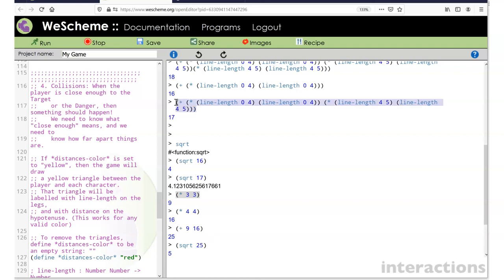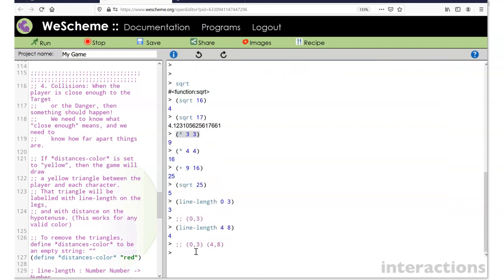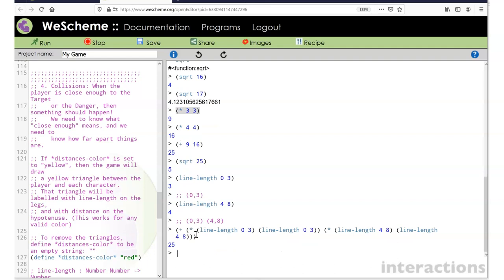So we're still doing this part of the circle of evaluation. I'm going to paste that in, but I'm going to change it to my two new coordinates. So instead of 0, 4, 0, 4, I want 0, 3, and 0, 3. And instead of 4 and 5, I want 4 and 8 and 4 and 8. And we expect to get 25. And we did.